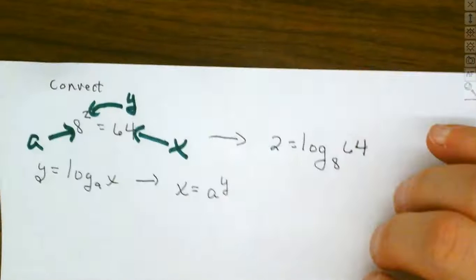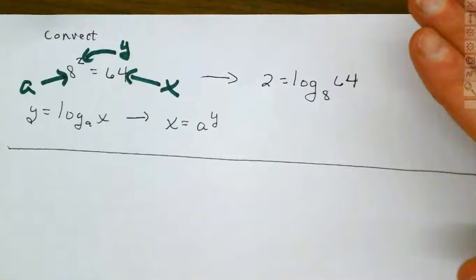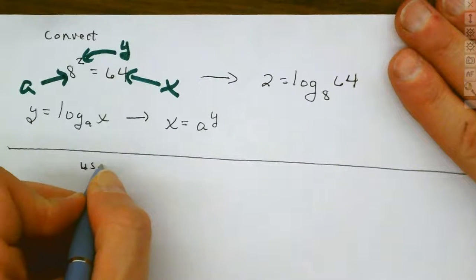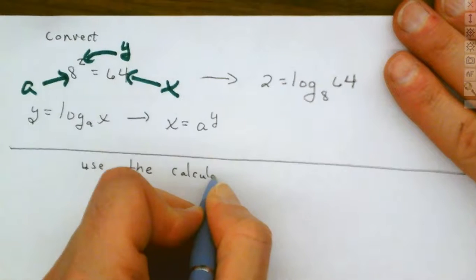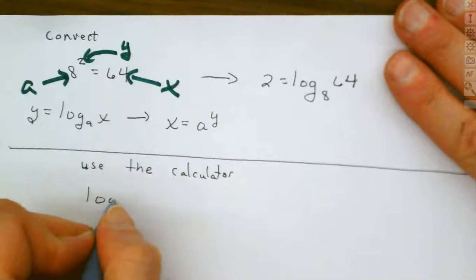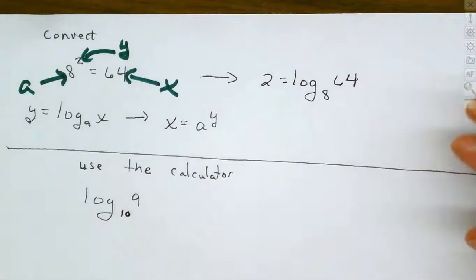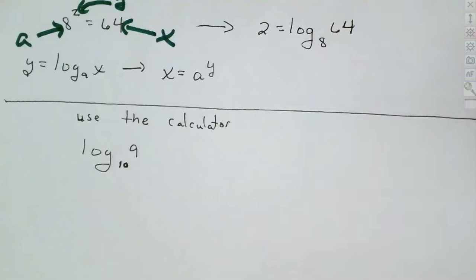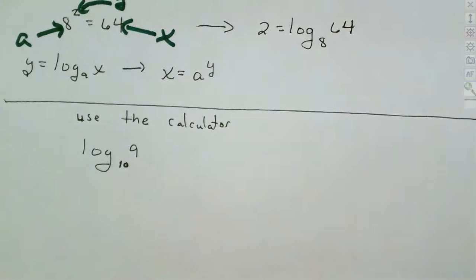Now what we're going to look at next is how to use our calculator to evaluate logarithms. So we're going to use the calculator here. And it's going to be log base 10. Log base 10 is the same as just log. In many cases, we don't put the 10 there because 10 is the common base. Okay, so log base 10 is the same as just the base log.